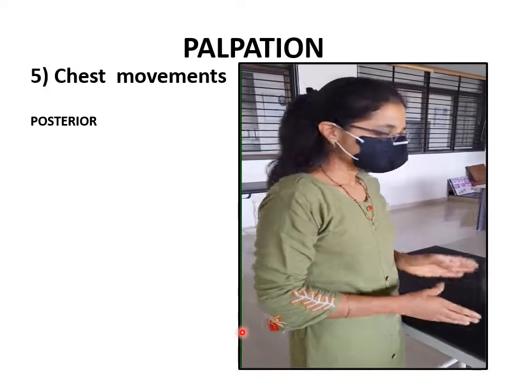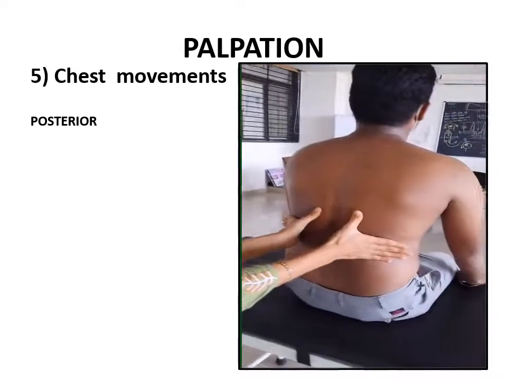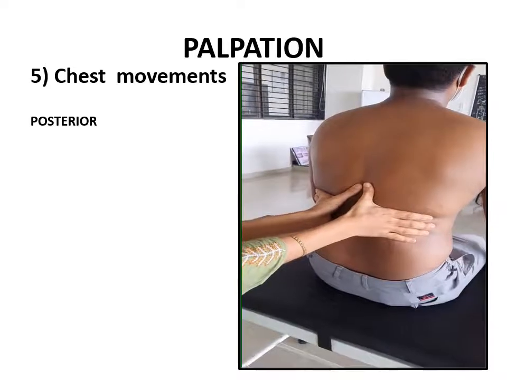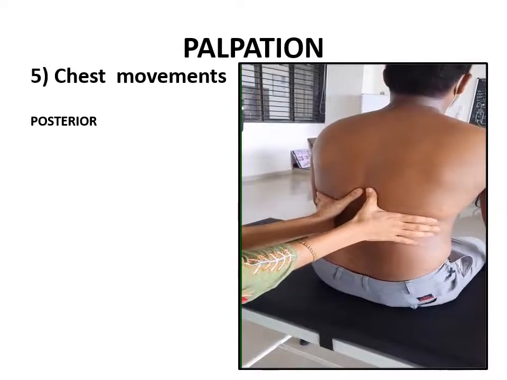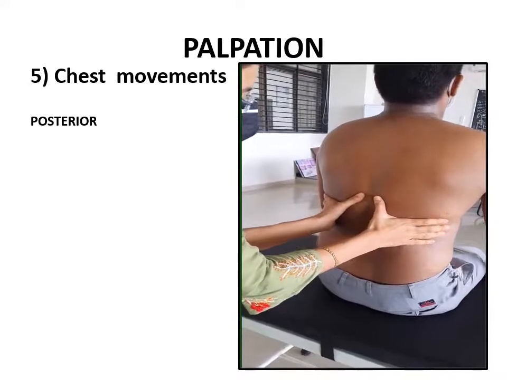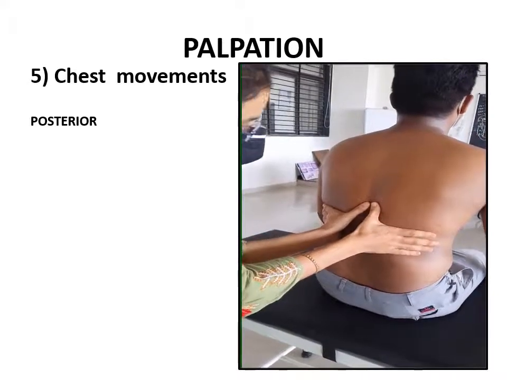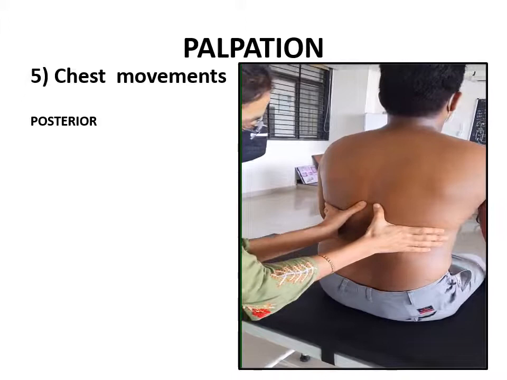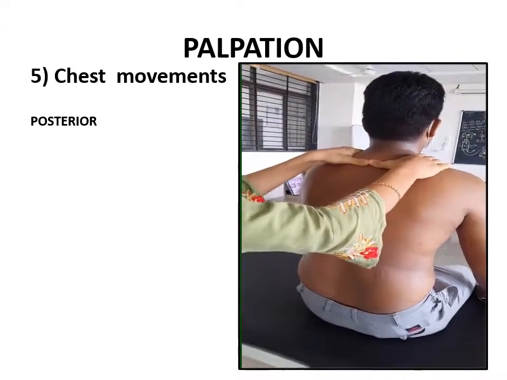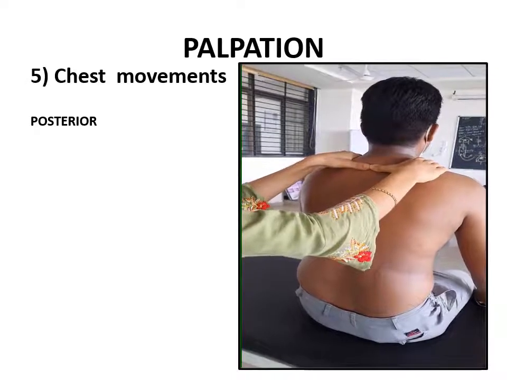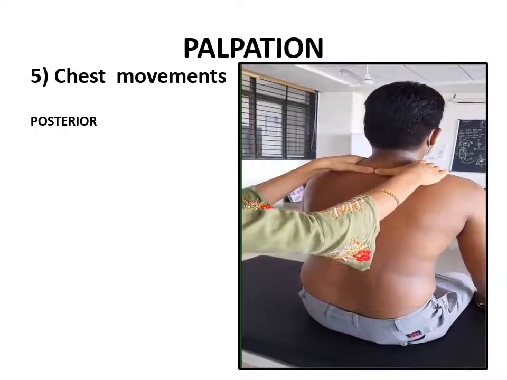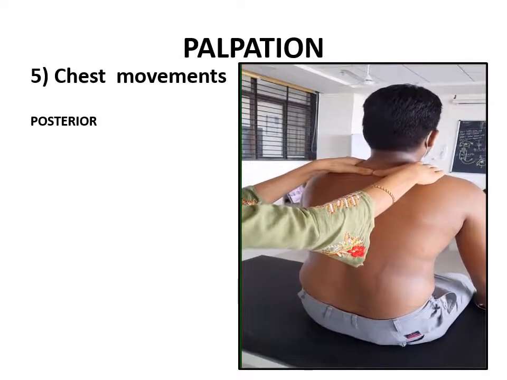On the posterior side, again the fingers should be parallel to the ribs and the thumb should be central. Now ask the subject to inspire, then expire, inspire, expire. Now on the apices, ask the subject to inspire, expire, inspire, expire.